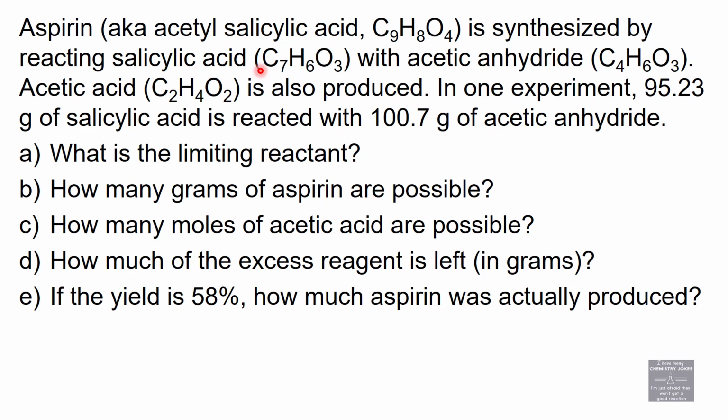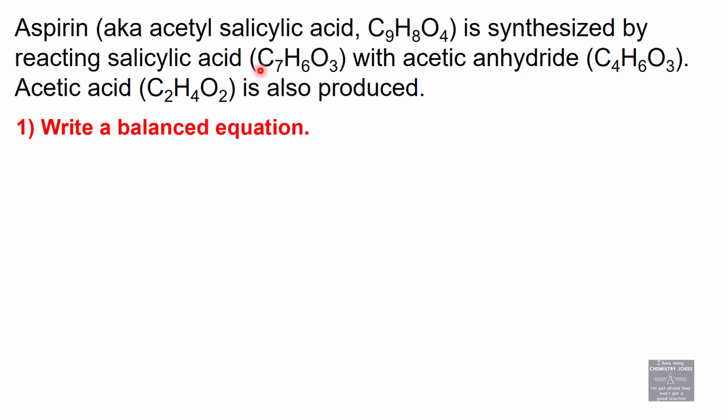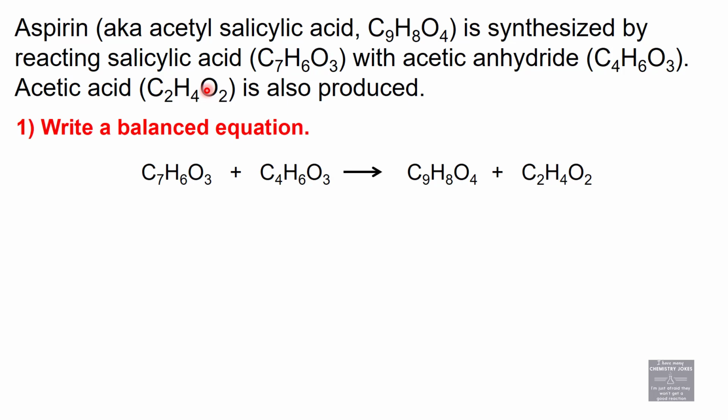So, step number one is always and forever write a balanced equation. We start with acetylsalicylic acid. Sorry, we don't start with that. We start with salicylic acid and acetic anhydride, and we end up making acetylsalicylic acid and acetic acid. There's our equation. Is it balanced?